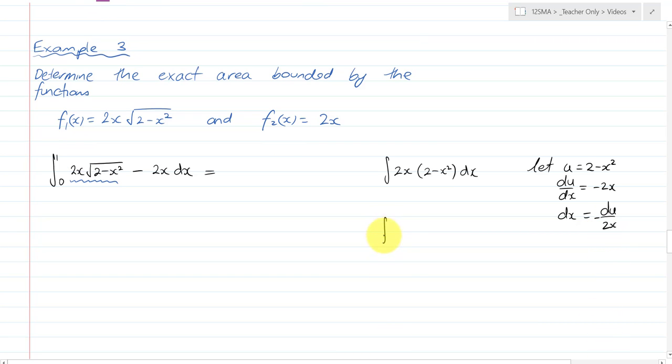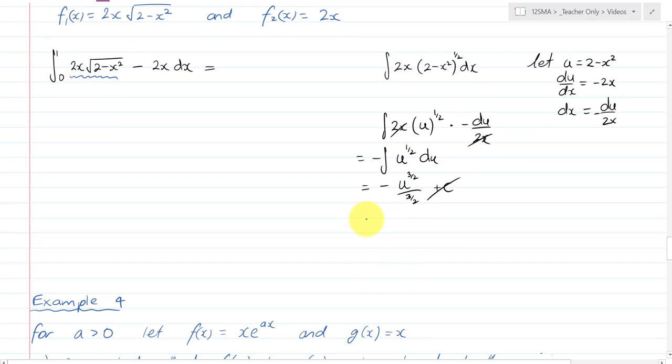I'm going to put this in, integral of 2x, that should have a half above it, my apologies, u to the power of a half, times, instead of dx, I'll put negative du over 2x, and the 2x's cancel, which is great news. I've got a negative though, so this is now equal to negative u to the power of a half du, which of course is equal to negative of u to the power of 3 over 2 over 3 over 2 plus c, but we don't need the plus c because we're going to put it back into a limit-based function. So this is negative 2/3 u to the power of 3 over 2.